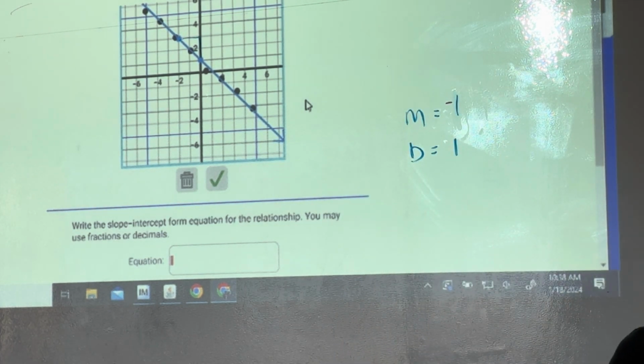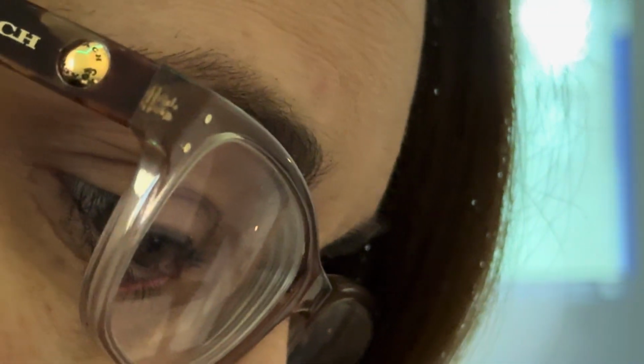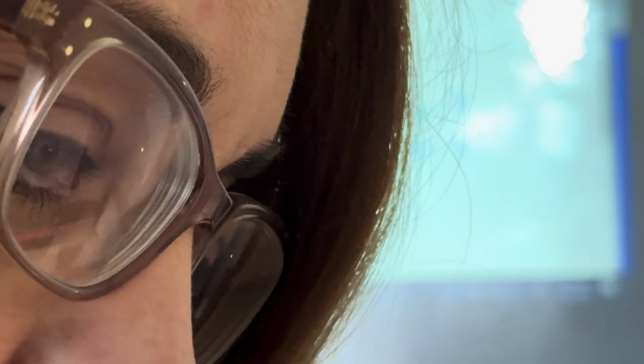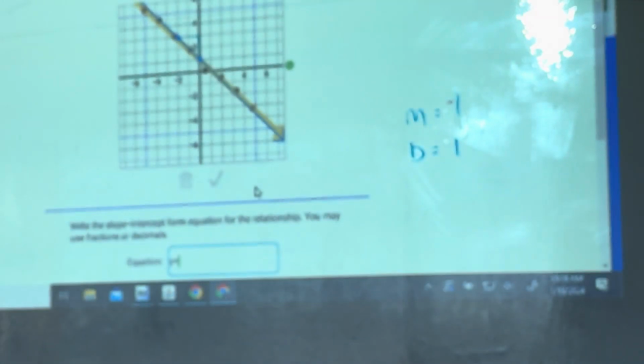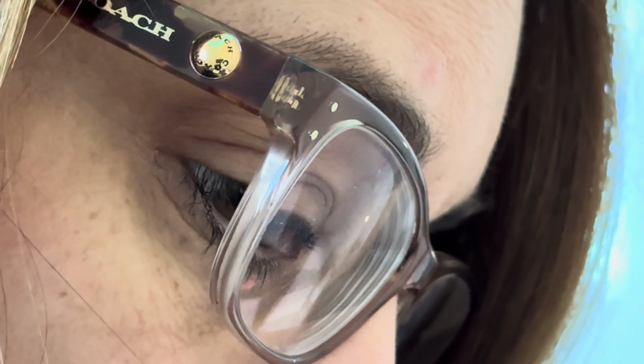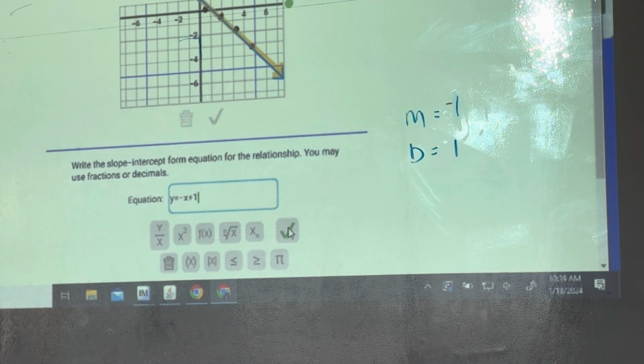Okay, so my equation, therefore, is going to be y equals... I did not check my line. There we go. Now it draws the line of best fit for us. Am I pretty close? Yes. I'm not bad. So y equals negative x plus 1. That's my equation. Did I have to put the 1 for the m? No. I do have to put the negative though. Okay, I got that right.